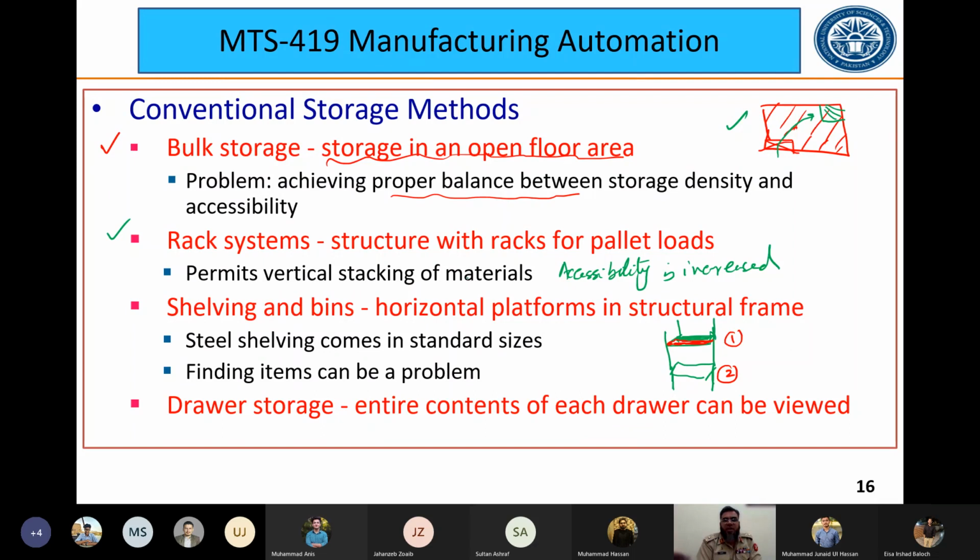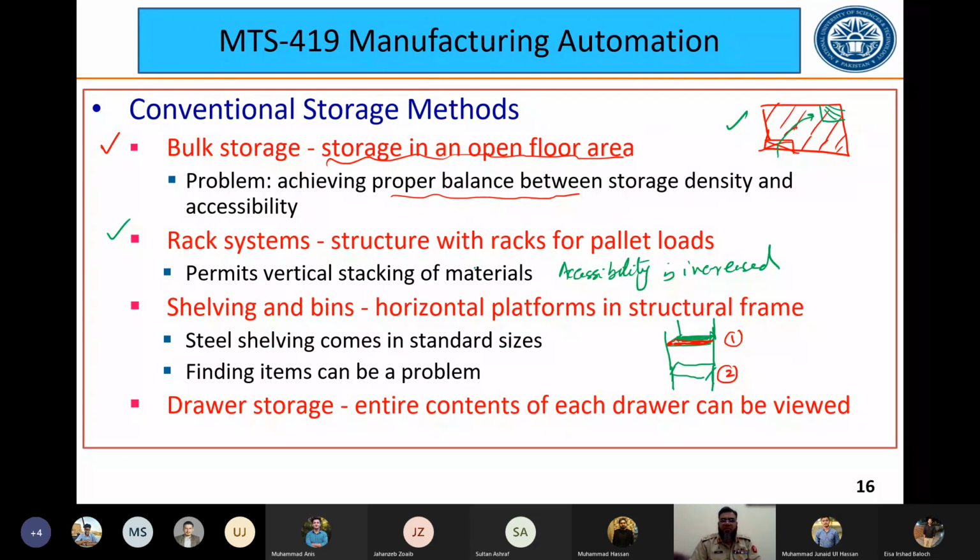Then rack system, structure with racks for pallet loads. This permit vertical stacking of the materials. Accessibility increase हो जाती है. If you look at my hand, so this will be actually stored in like this in a vertical fashion. So अगर आप ये बड़े-बड़े metro stores और इस पे जाएं तो you can see कि आपके जो items हैं, they are stored in vertically, they are stored in racks.